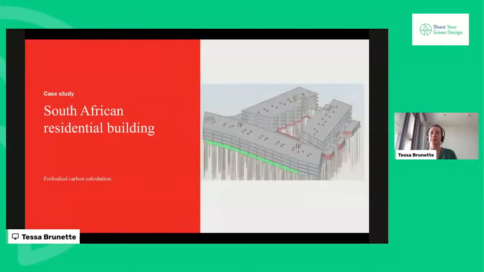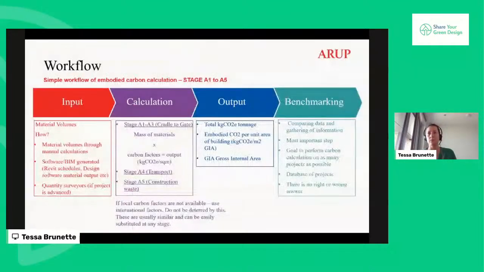So this is a South African residential building where we have conducted an embodied carbon calculation fairly recently. And what I want to do here is just take you through the process really quickly, just so that you understand a bit more about what that means. So again, using the simple workflow, what we did is we calculated the material volumes, and we did that by manual calculations, because literally it's volumes of materials.